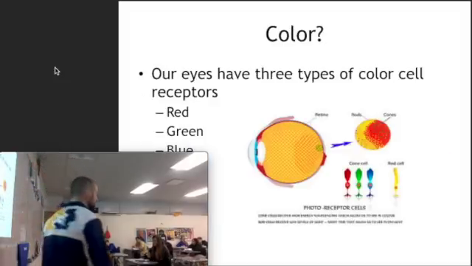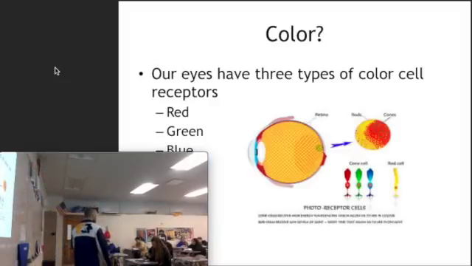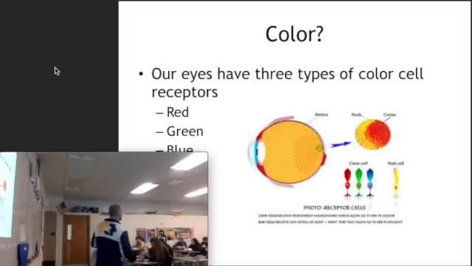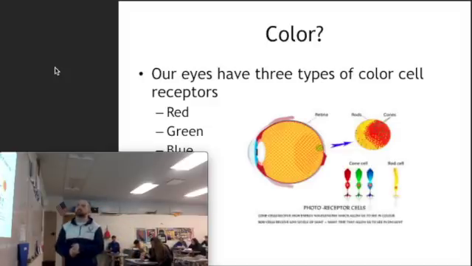Okay? Now, when we talk about color, let's look at our eyes having 3 types of color cells. It's going to be this combination of which cells get triggered that allows us to differentiate between colors. Our different types of color cells are going to be red, green, and blue. Now this begs a question.